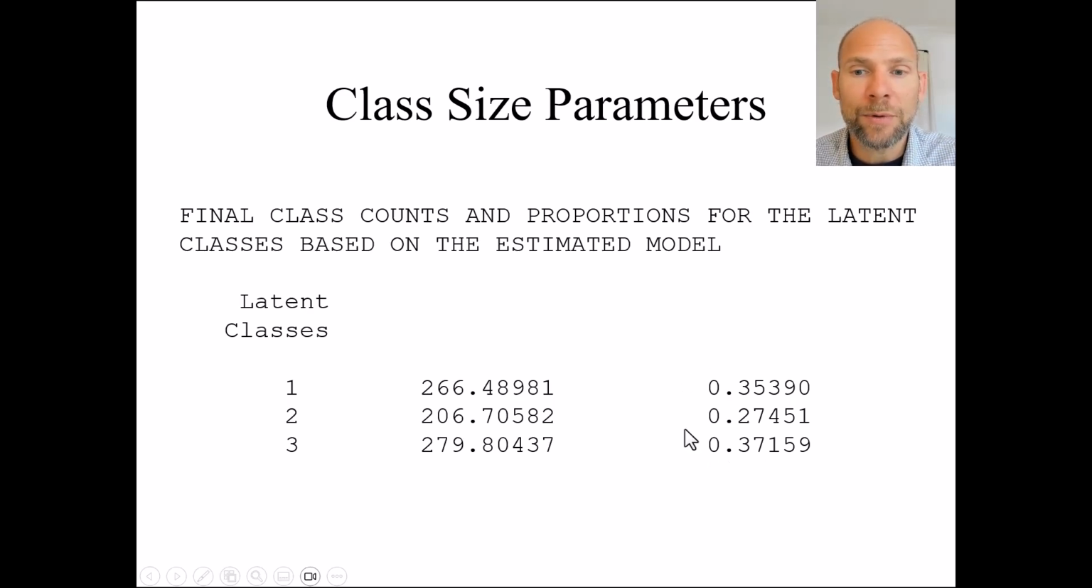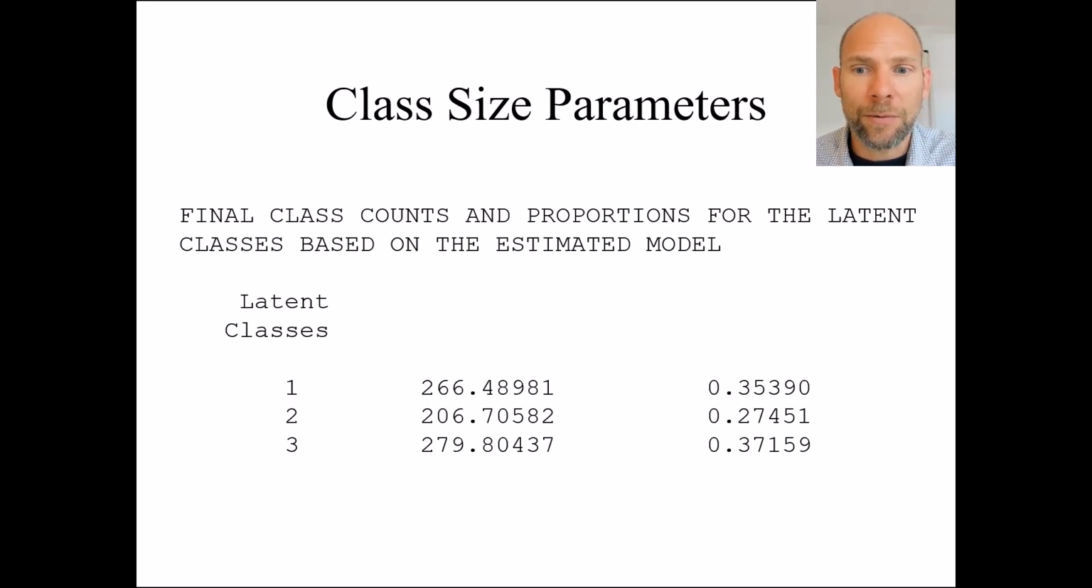Notice that these add up to 1, so only 2 of these are independent model parameters. The last one is fixed, so to say. Once you know the first 2, the last one is a given, because they have to add up to 1 by definition, because there's no partial class membership. Everybody has to belong to one and only one latent class in latent profile analysis.